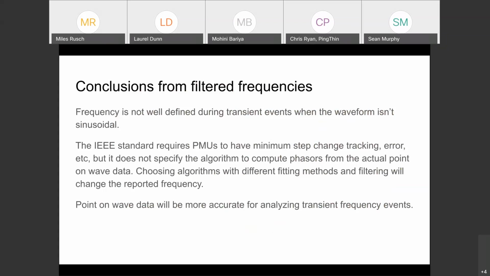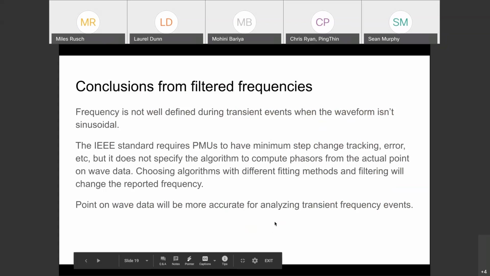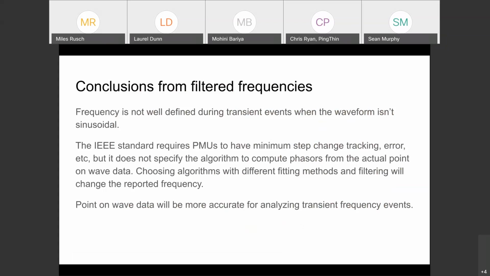So there is likely going to be some frequency error during these transient events. There is an IEEE standard that requires PMUs to have errors within certain bounds, but the specific algorithm that these PMUs need to use is not specified, and these algorithms are often proprietary to the companies making the PMUs.